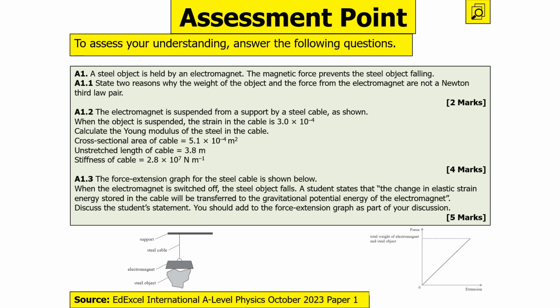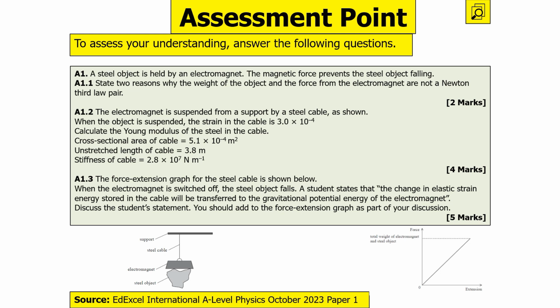Calculate the Young modulus of steel in the cable. The cross-sectional area of the cable is 5.1 times 10 to the minus 4 meters squared. The unstretched length of the cable is 3.8 meters, and the stiffness of the cable is 2.8 times 10 to the 7 newtons per meter. The force extension graph for a steel cable is shown below.